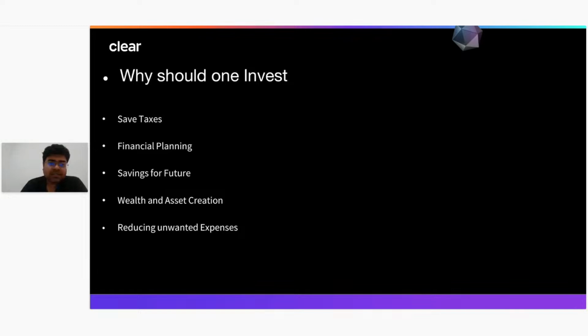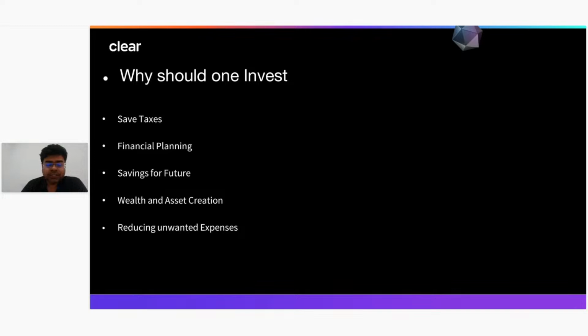Now, saving and investing should not be seen separately. If you are saving a certain amount, you should be investing that amount into an asset class that you choose. It can be FD, ELSS, mutual funds, shares, whatever it may be. But you should be investing. Why? The future is uncertain, so therefore, you should be investing.